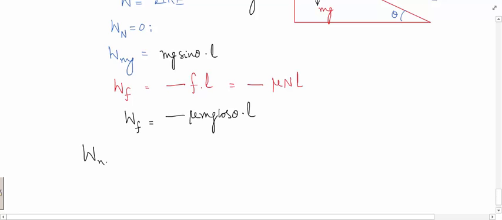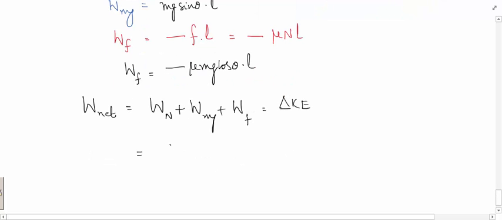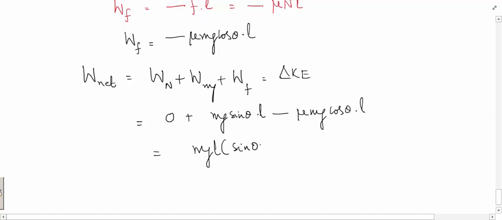Therefore, net work done by all the forces, work done by normal force, work done by gravity, work done by friction, is equal to change in kinetic energy. Right? What is the work done by normal force? 0. Work done by weight is mg sin theta into L. Work done by friction will be minus mu mg cos theta into L. So mgL into (sin theta minus mu cos theta). Here you can write mu k also because the body is sliding.